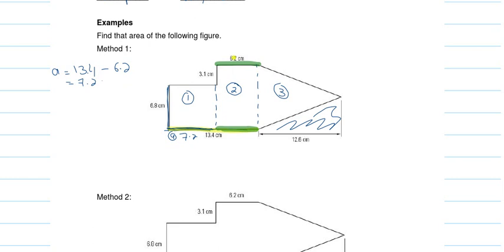Okay, so now I know the length and width of the rectangle, so I have to do the area. The area of rectangle 1 is 7.2 times 6.8, which is 48.96. And the unit is centimeter squared.